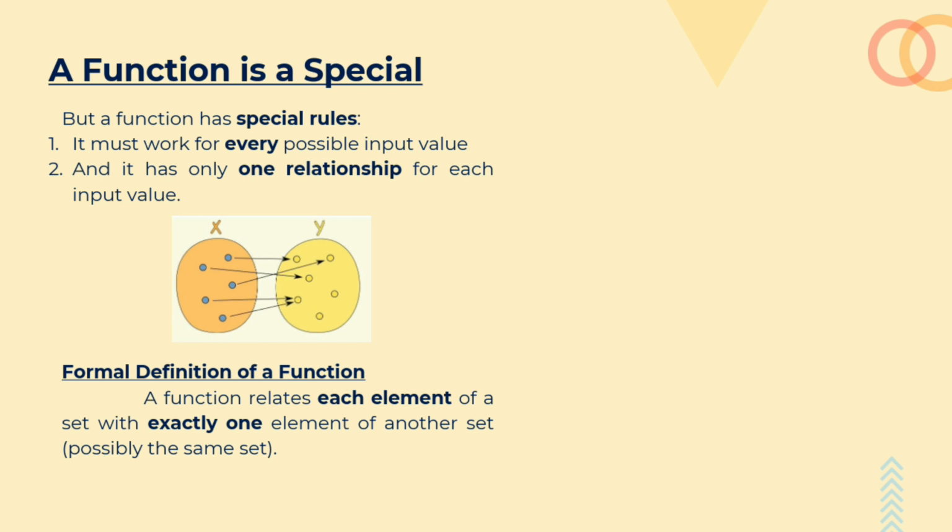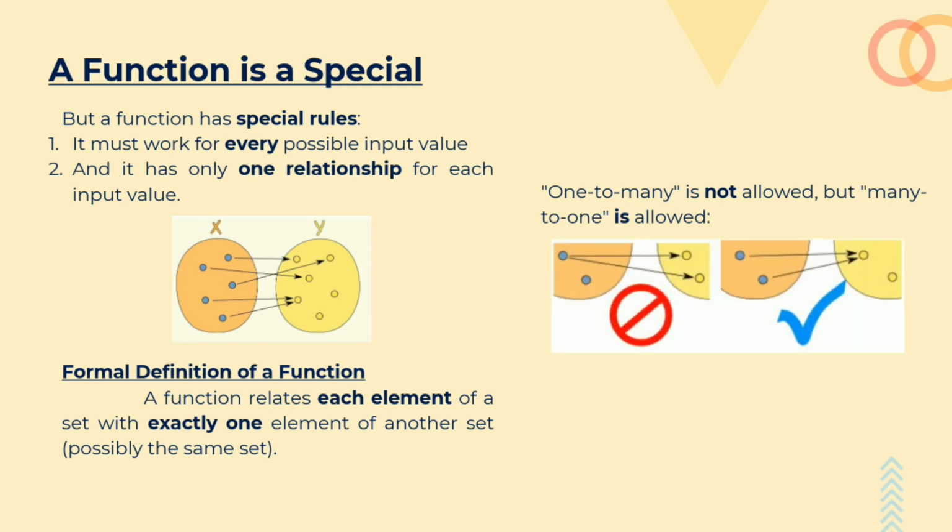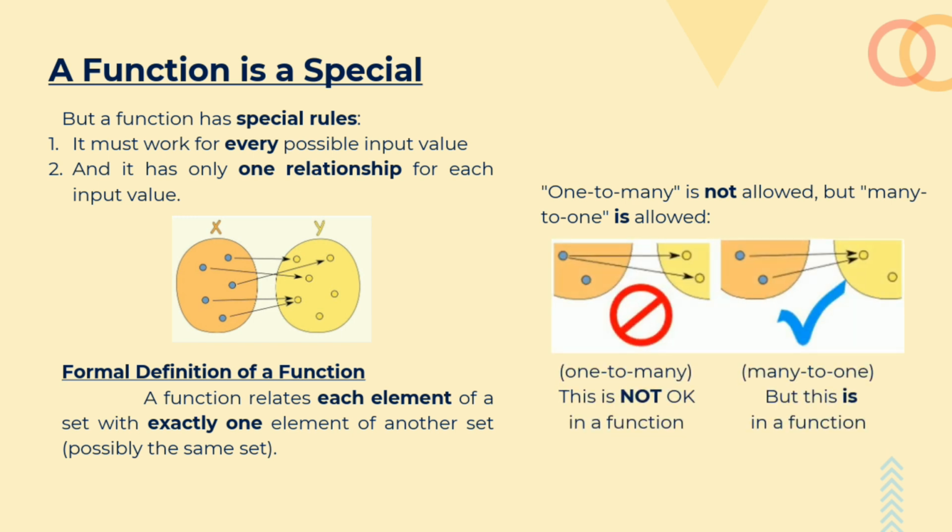A function relates each element of a set with exactly one element of another set, or possibly the same set. One to many is not allowed, but many to one is allowed. Let's look at the picture. One to many is not okay in a function, but many to one is okay in a function.